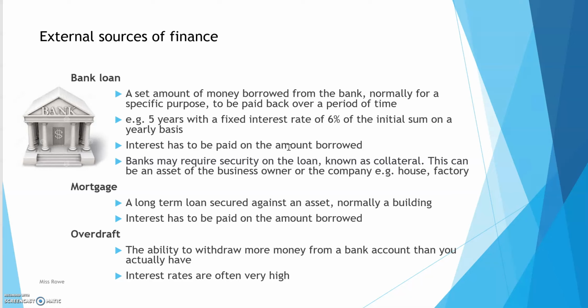Some banks require security on the loan, which is collateral. This sometimes says on adverts, oh, you might lose your home, things like that, if you can't make the repayments. So that's your house or your factory. They're the things you might lose. Mortgage, long-term loan secured against an asset, normally a building. Also, interest has to be paid on the amount borrowed for that as well.